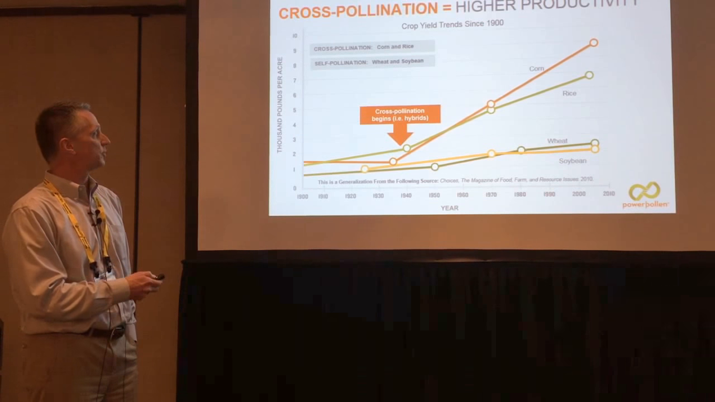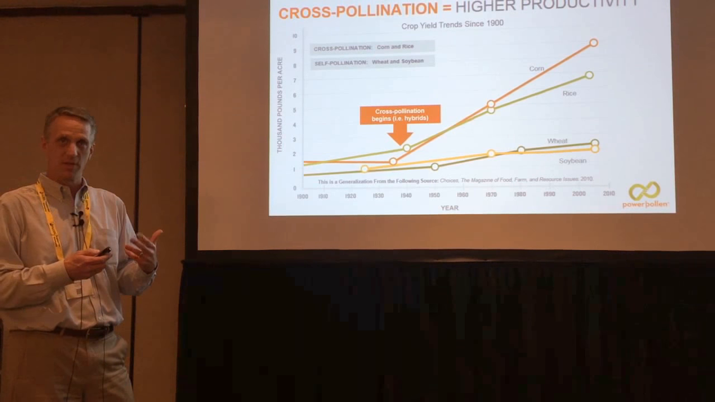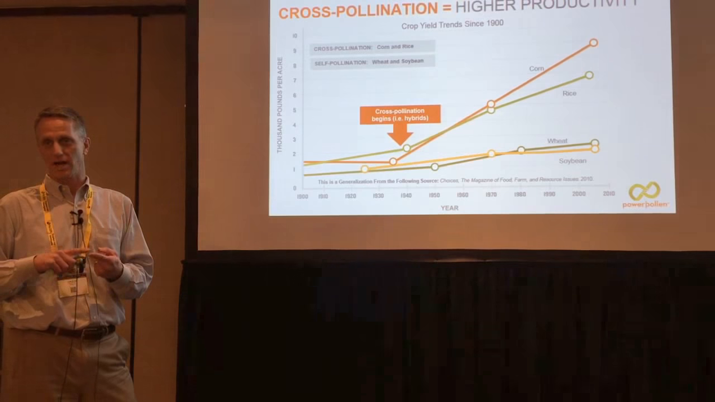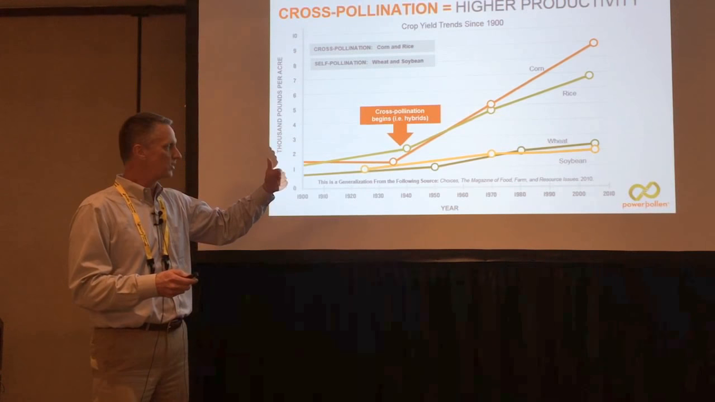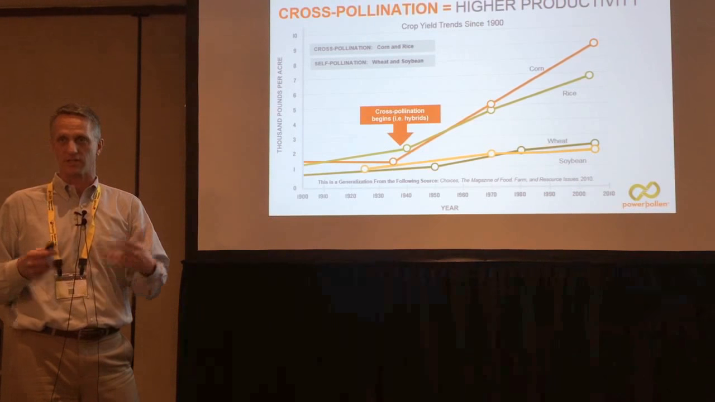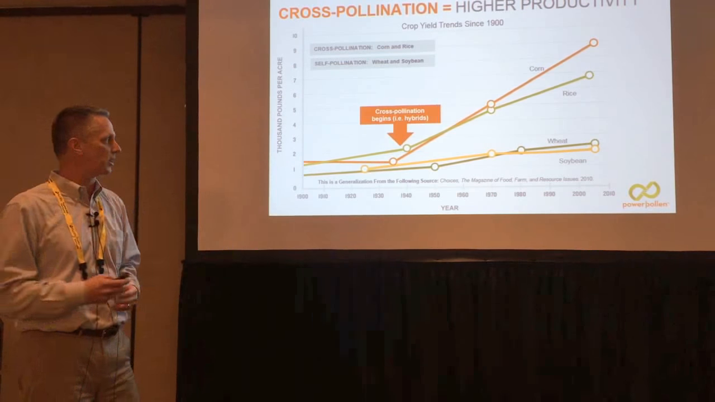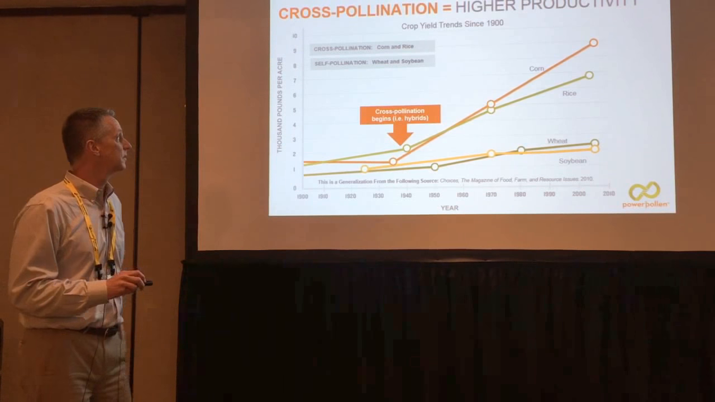Corn and rice, which both can be crossed cost effectively and can make hybrids, that led to higher productivity and better breeding methods. Ultimately the wheat and soybean crop, which cannot be cost effectively crossed at the moment, has much lower productivity as a result. There are many people working on that.